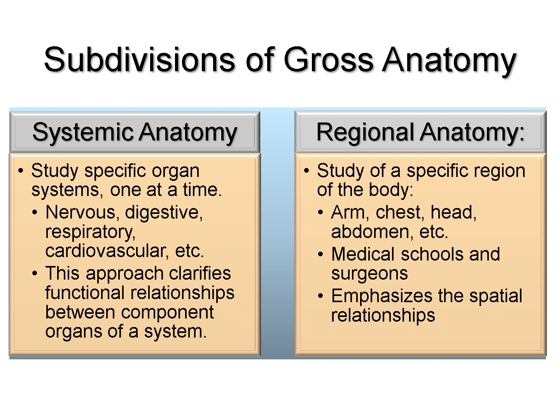When using a regional approach to study anatomy, all the structures in a particular body region are studied at once. This means if one was studying the arm, we would look at the skin, muscles, blood vessels, nerves, bones, etc. in that specific region. This is the approach taken by many medical schools in their gross anatomy courses because it emphasizes spatial relationships between structures.